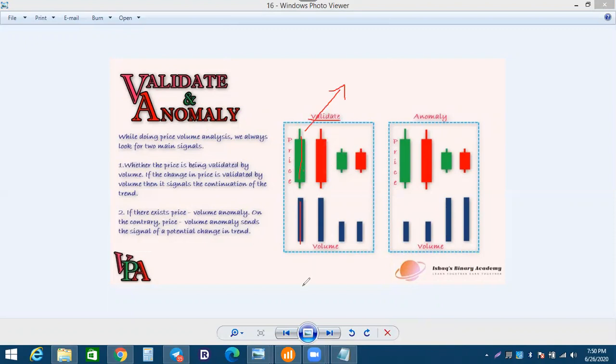This price bar and this volume bar validate each other. The candle is small, the volume is also small, they validate each other. The volume and the price must match each other. Then we can consider the market will go into the continuation phase. The next candle will appear green or red as per the candlestick which you found. If you found a green candle, the next candlestick must be green, if both things are matching each other.